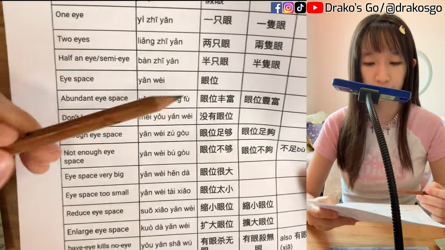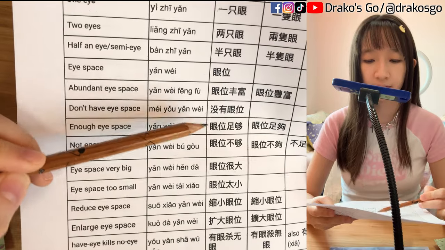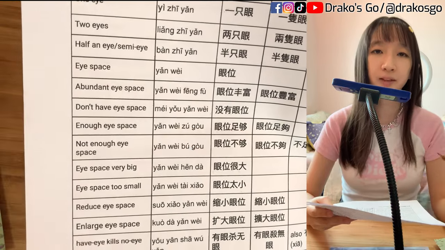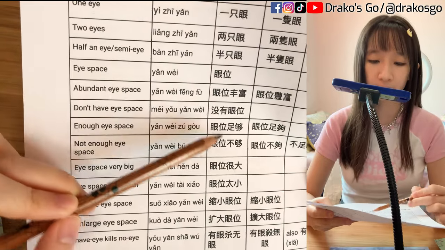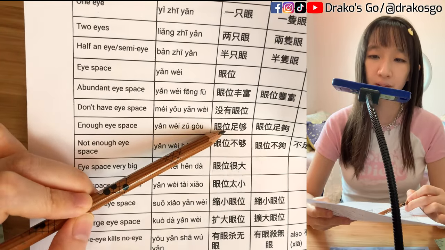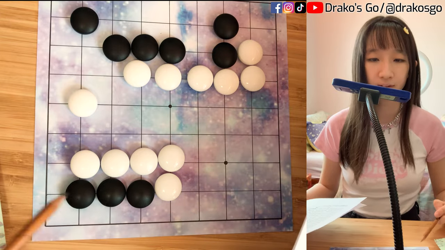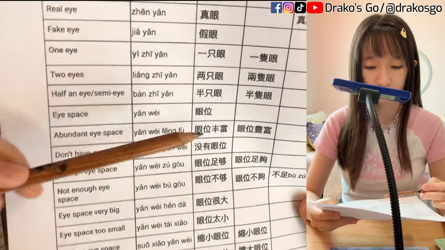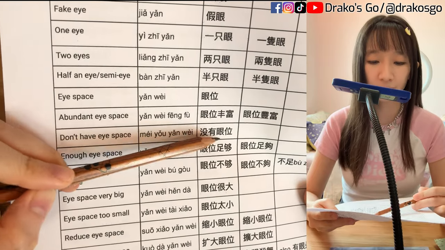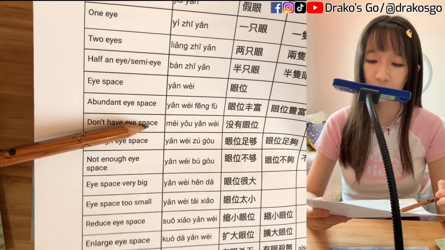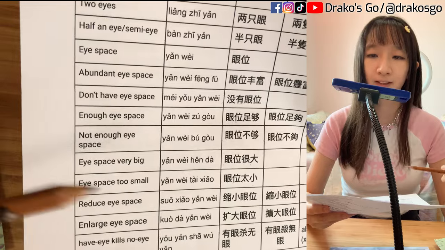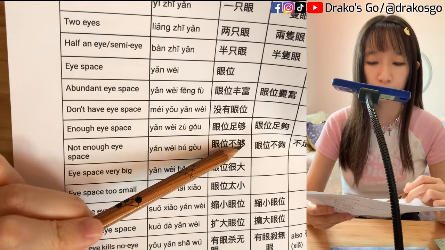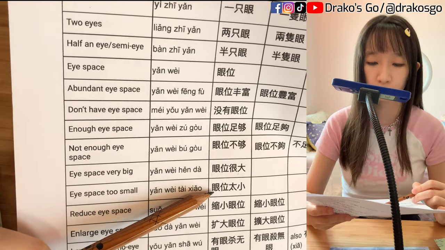If I ask you, 黑棋眼位足够吗? This ma is like the term at the end of a question. So I'm asking you, does black have enough eye space? So if you look at this, not enough, right? So you can reply, 黑棋没有眼位. Black doesn't have eye space. Or you can say black doesn't have enough eye space. 黑棋眼位不够.